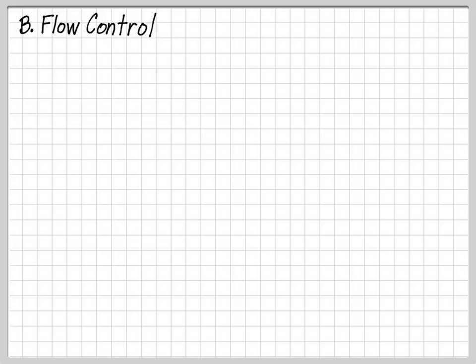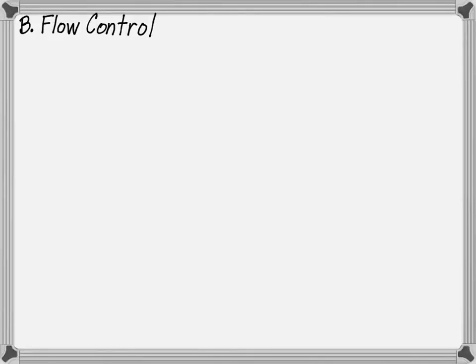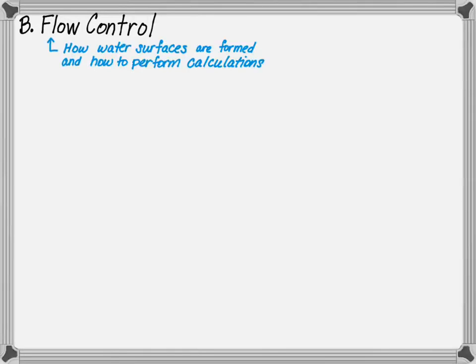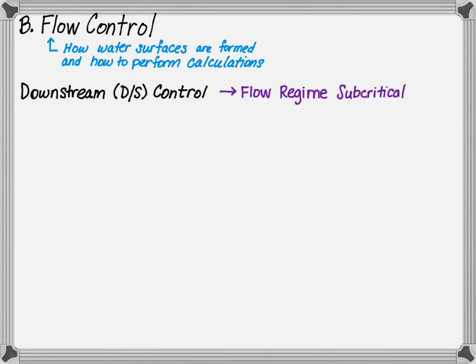Once we have determined the channel type, we can calculate the flow control. Flow control explains how the water surfaces are formed and how in future you will be able to perform calculations. The first type of control is defined as a downstream control. Downstream control occurs when your river is defined as a subcritical channel.